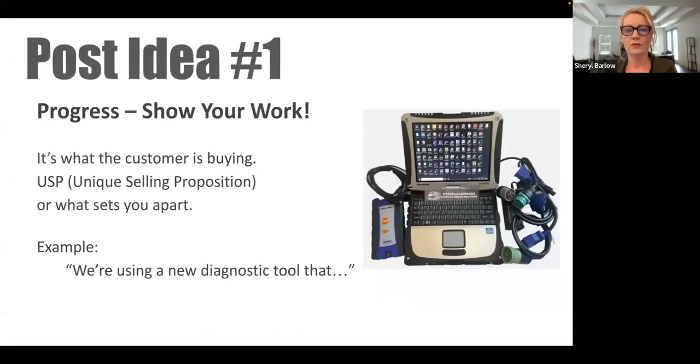So I want to go through now some rapid fire post ideas specifically that you can talk about when you post to any of your social media platforms, because sometimes you get stuck. So the first post idea is, of course, progress. Show your work. It is what the customer is buying after all. And you kind of want to focus it on what your unique selling proposition is, or your USP, what sets you apart from your competitor.